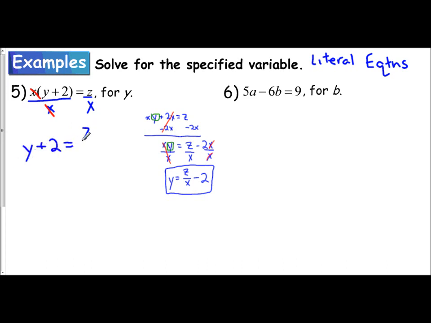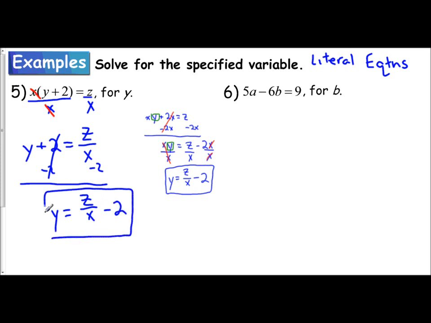equals z over x. Now if I want to solve for this y, all I have to do is subtract the 2 from both sides. So it cancels, and I get y equals z over x minus 2. So we start to see in this example, there are sometimes more than one approach to isolating the variable. Either way is acceptable.